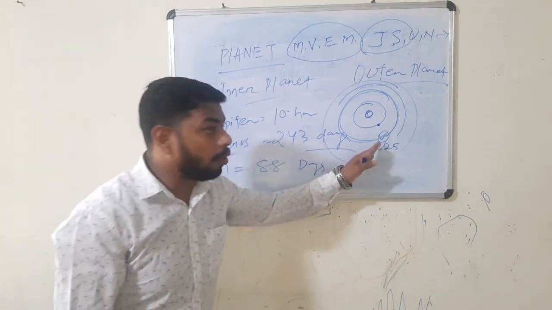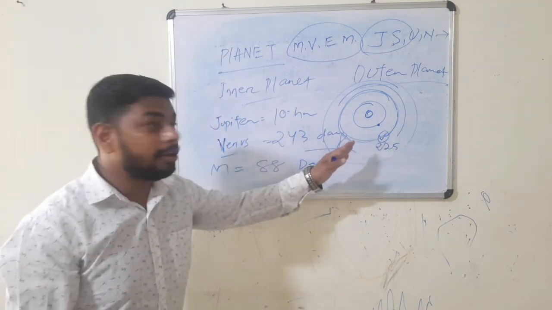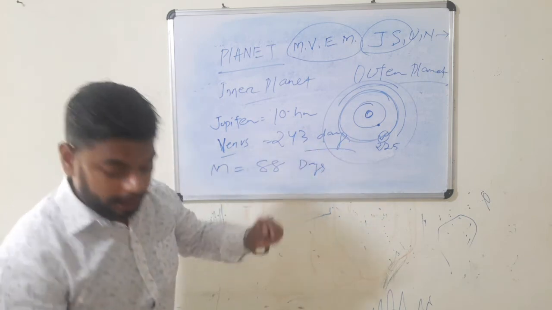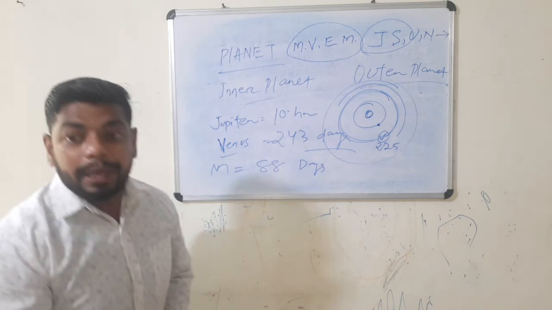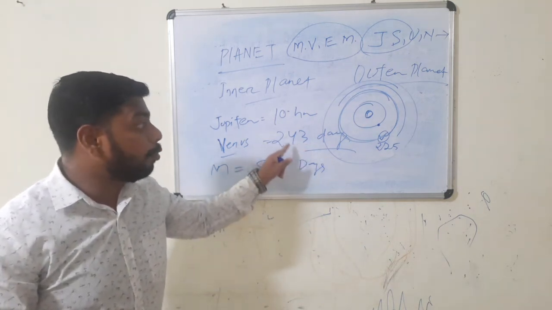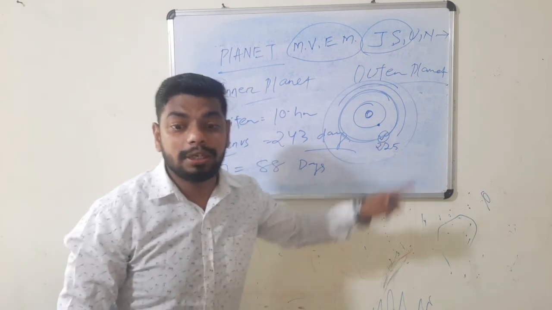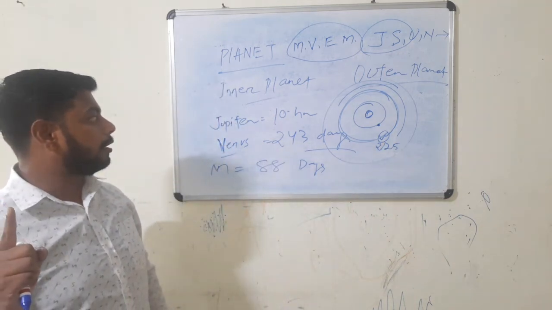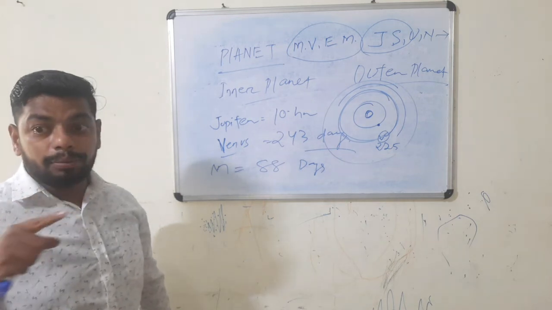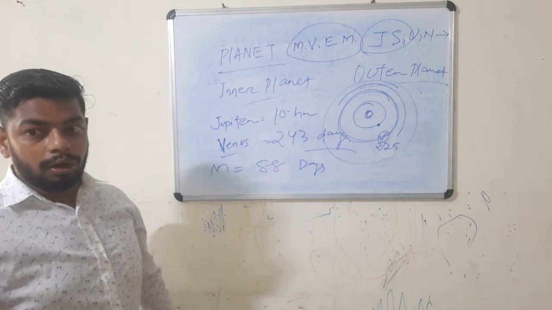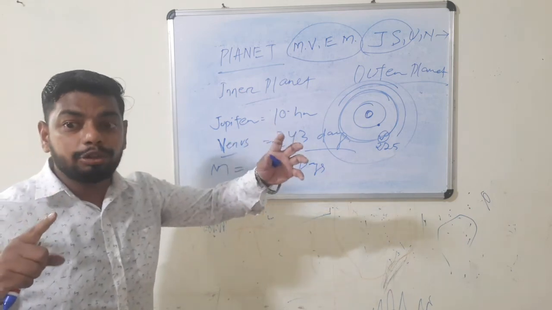Venus is the only planet where the rotation period is more than the revolution period. Got it? So in the process of rotations and revolutions, what we understood is that the highest time is taken by Venus.